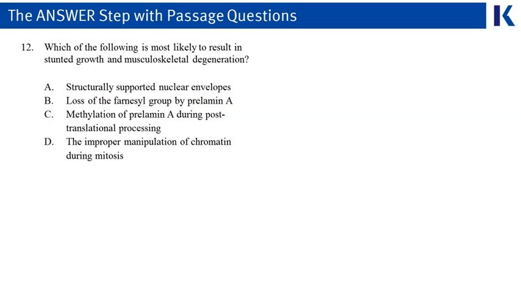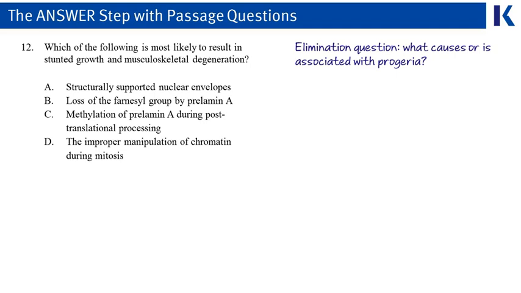So now let's move to question 12. This was the one where we made a pretty vague prediction. We know we're going to have to eliminate answer choices because the question mentioned some symptoms of progeria, stunted growth, and musculoskeletal degeneration, and asked which is going to cause it. So really the question is, which one is caused or associated with progeria? So we need to use process of elimination, pick the answer choice that does cause progeria, and get rid of the ones that don't have anything to do with progeria or don't cause progeria.